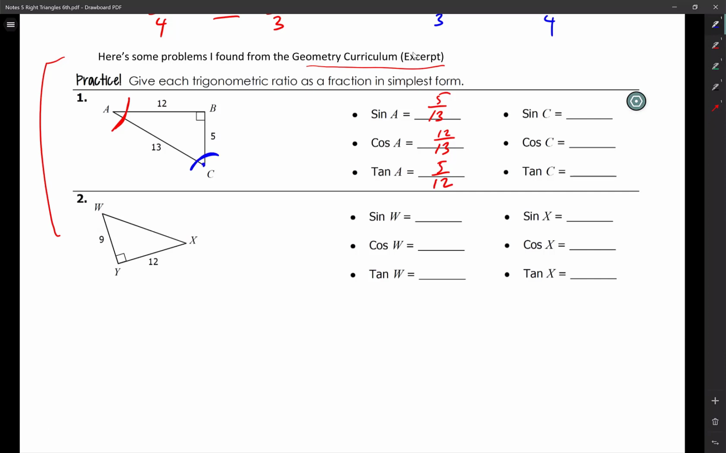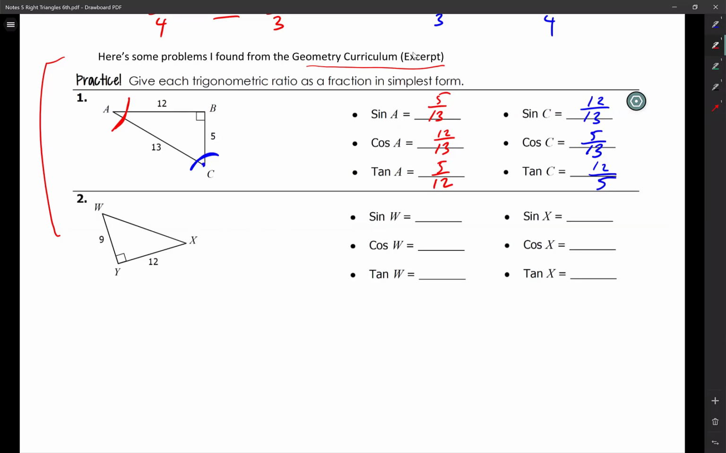So sine C is opposite over hypotenuse, 12 over 13. Done. Cosine C is 5 over 13, adjacent over hypotenuse. And then tan C is opposite over adjacent, 12 over 5. And that's it, guys. All right, question 2.